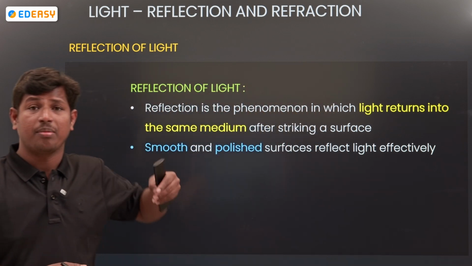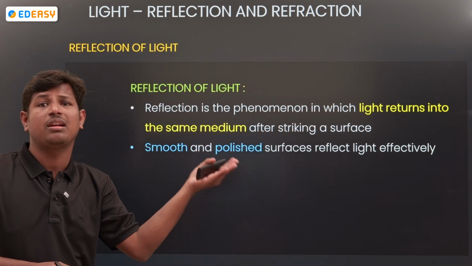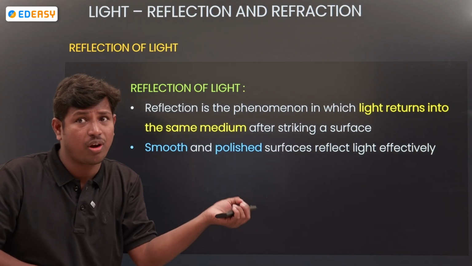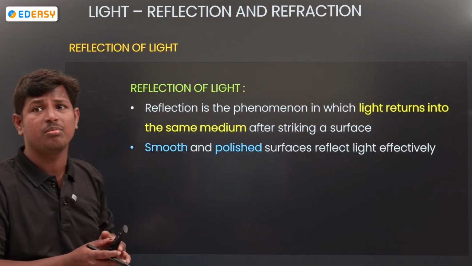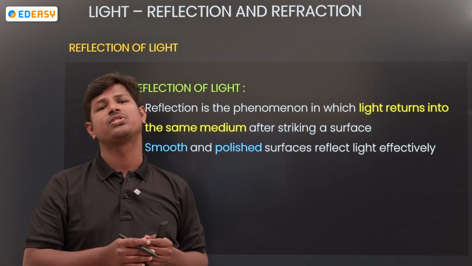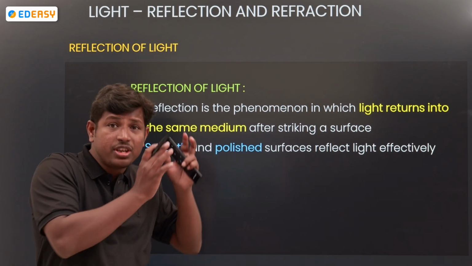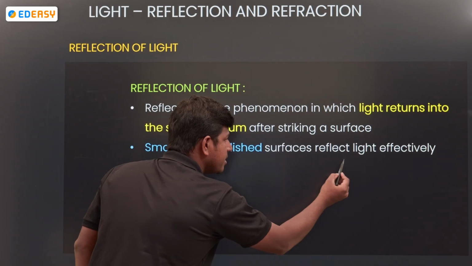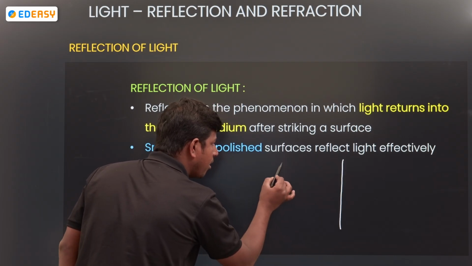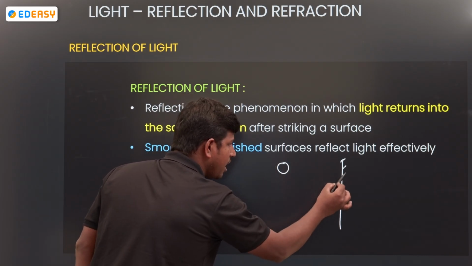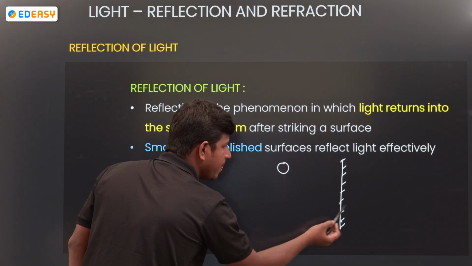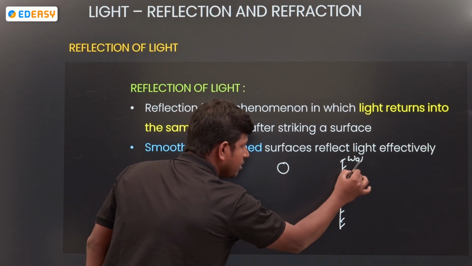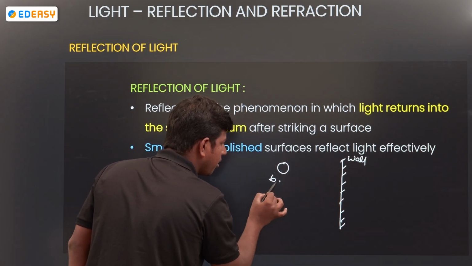So from the beginning classes, we know what reflection of light is. Reflection of light is nothing but light returning back to the same medium. From whichever medium it traveled, it gets back to the same medium. For example, if I am taking a ball here, this is the wall, and I am taking a ball.